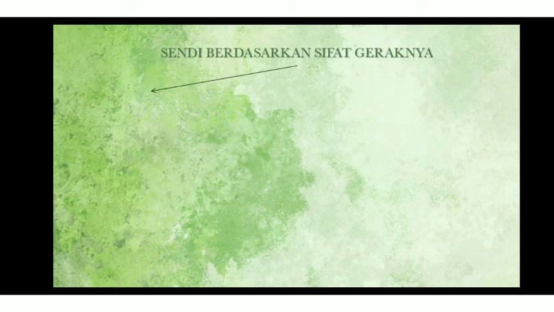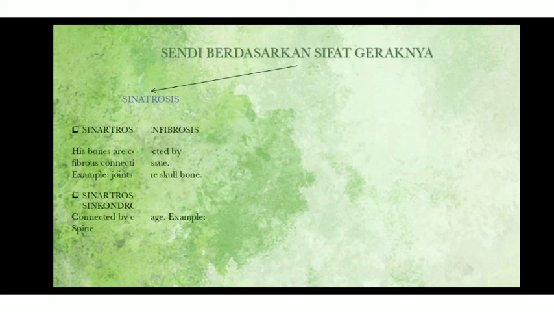Joints based on their motion are grouped into movement, namely synarthrosis. Synarthrosis, synfibrosis, has bones connected by fibrous connective tissue. For example, joint of the skull bone. Next, synchondrosis, connected by cartilage. Example, spine.